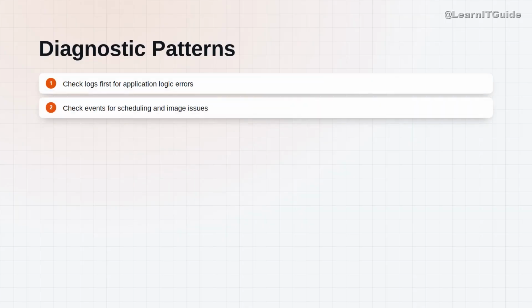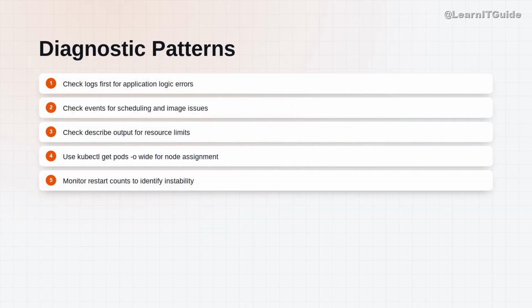Look for these patterns. Always check logs first, because application errors are the most common. Check events for scheduling failures. Use the describe command for resource issues. Keep an eye on restart counts and use the wide flag to see which node a pod is landing on. These patterns will make you faster at troubleshooting.